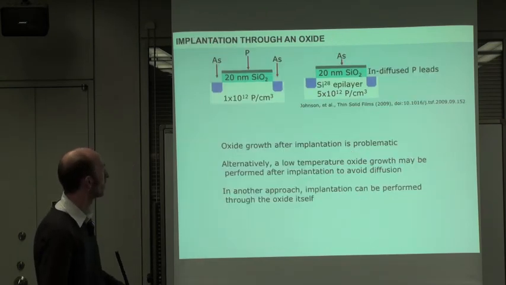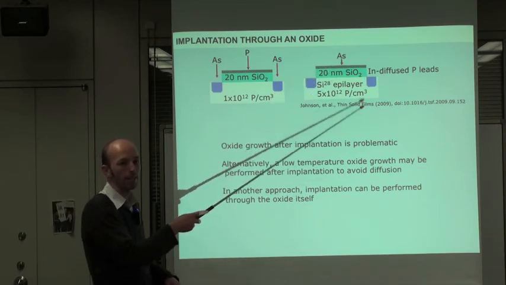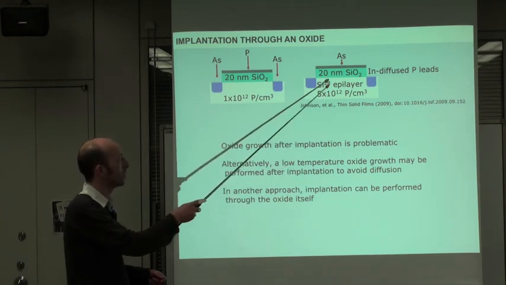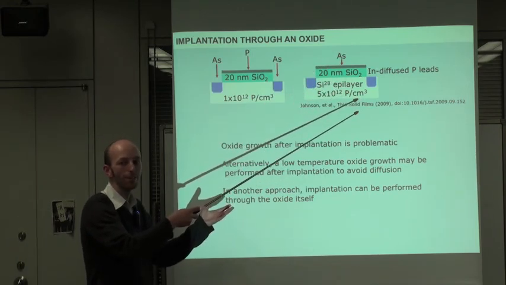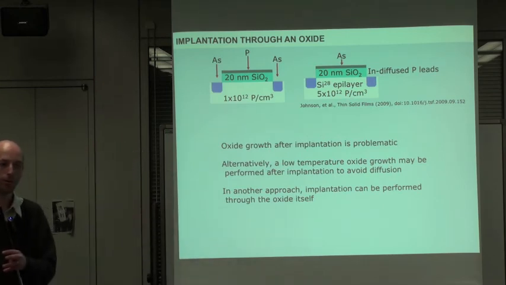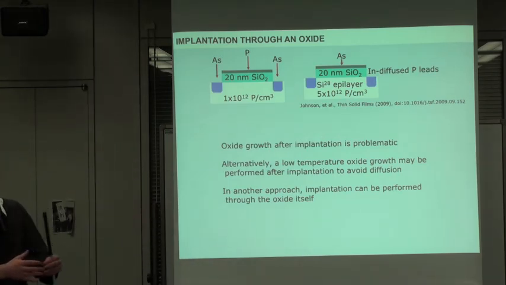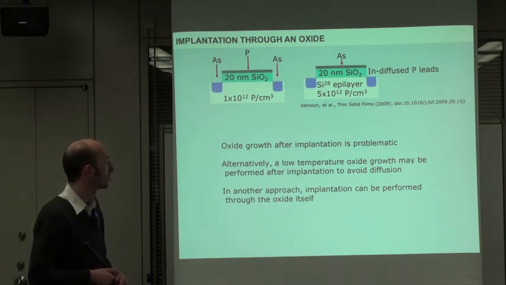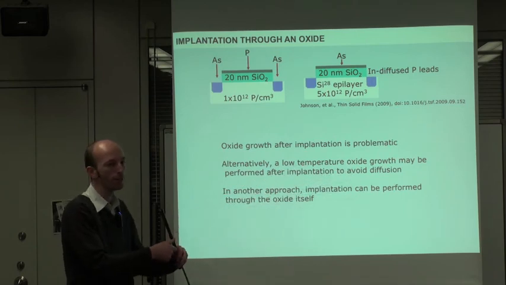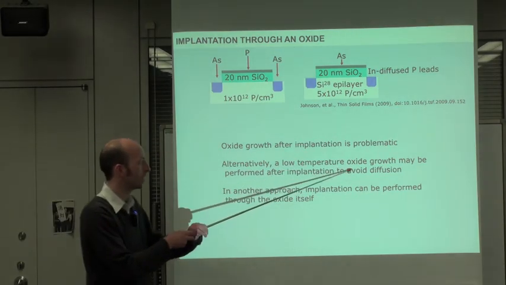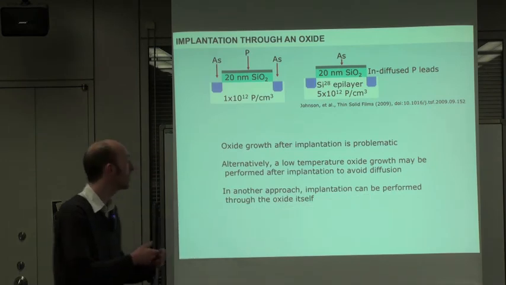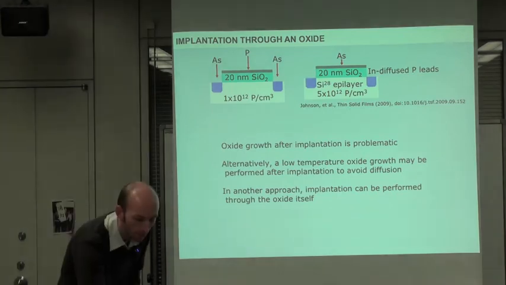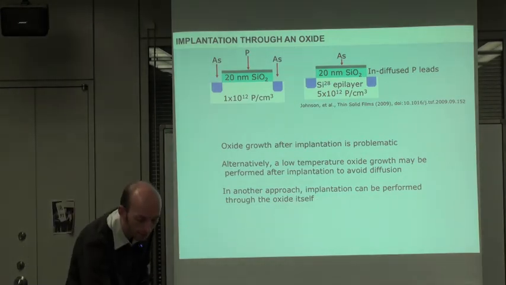So we use an RTA annealer after the arsenic implantation. The reason we do implantation through the oxide is because if you grow the oxide after the implantation, you have to heat up your sample to 900 degrees for 40 minutes or something, so the phosphorus will diffuse around. So we're trying to avoid that. You might use a low temperature oxide growth technique, which I think has been done at around 300 degrees now, but it's quite specialized and difficult to perform. So we do the implantation through the oxide itself.